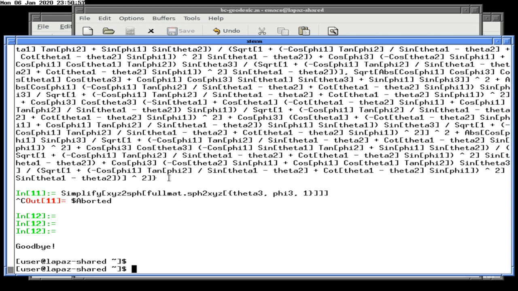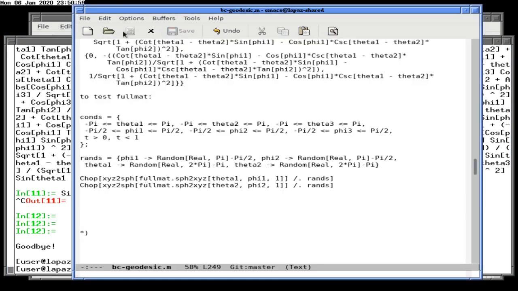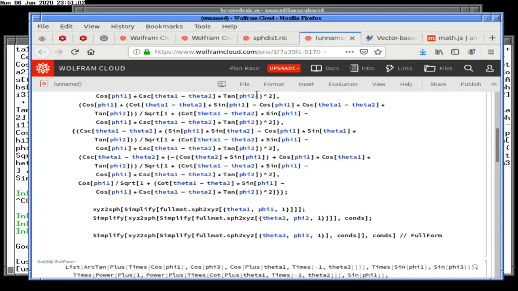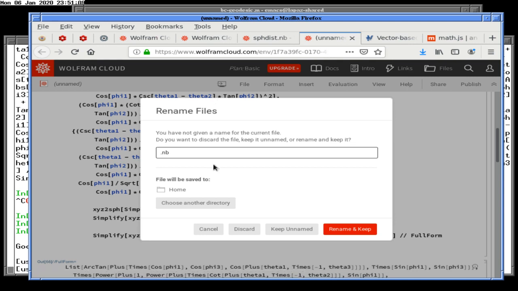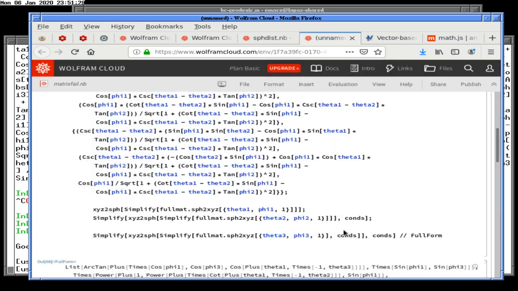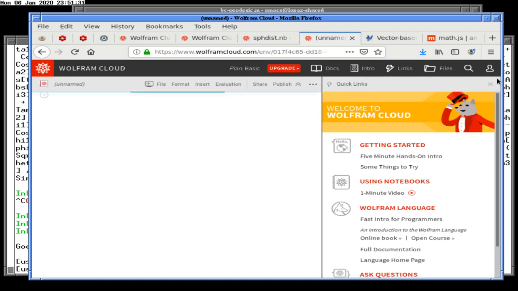Alright, let's give Wolfram Alpha another shot at that method. At this point I'm pretty much sure it's not going to work. And this new notebook will be called perpvec.nb. Oh no, I wonder what this one's going to be called before I bring up a new one. This is going to be called, let's see, matrixfail.nb.